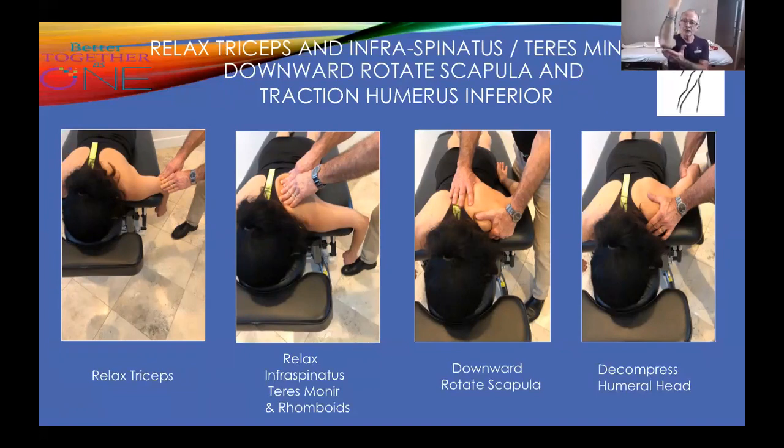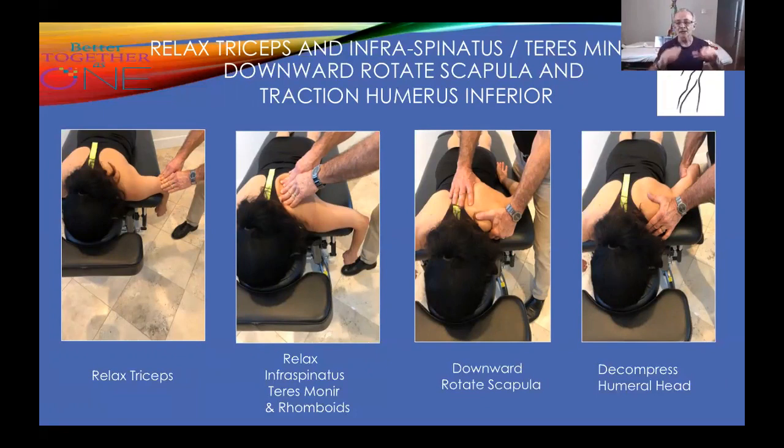So what we want to do in manual therapy is lengthen the biceps because they're short and strong, and relax and strengthen the triceps to rebalance out the antagonist. What we want to do in the back is we want to relax the infraspinatus and teres minor, as you're seeing in the second image.